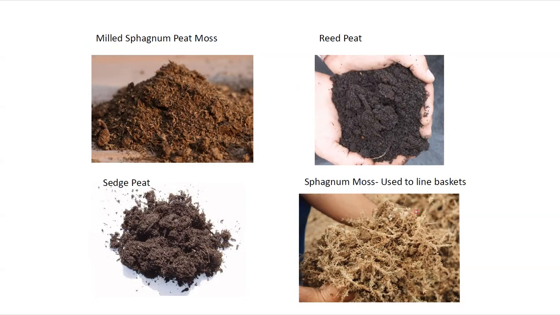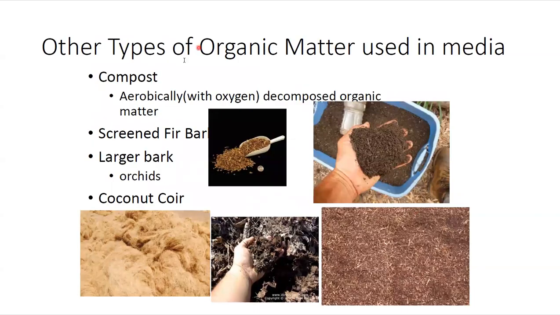It's used to line baskets in horticulture. Now, other types of organic matter used in medias can be compost. Okay, some growers will use compost. It can be screened fir bark, or for orchid growing media, a lot of times much larger, coarser bark is used. This is a screened fir bark here. This is a compost. This is a finely shredded bark is what it looks like, I think, or maybe it's just wood chips. This is coconut coir.